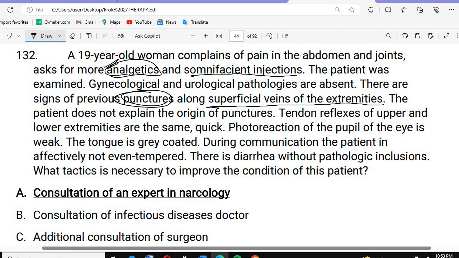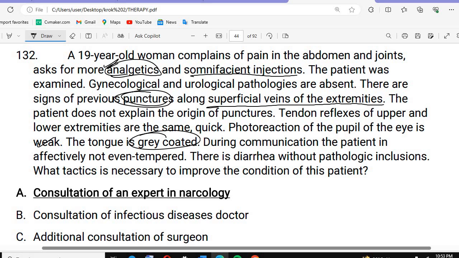The tendon reflexes of the upper and lower extremities are quick. Photoreaction of the pupils of the eye is weak. The tongue is grey coated. During communication, the patient is affective, not even tempered. There is diarrhea without pathological inclusions. So what will you do? You will send these patients to the narcology department.